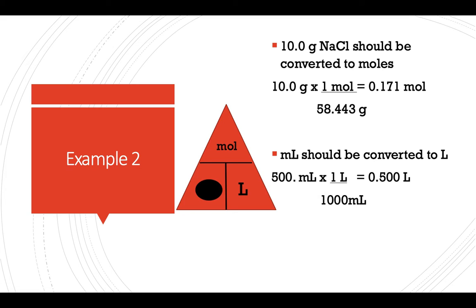Now if I think about it, we're calculating molarity here. So if I cover that up in the triangle, what's left is moles over liters. So the amount of moles that I have calculated needs to be divided by the number of liters that I've calculated. So the 0.171 moles is divided by 0.500 liters, and I end up with a molarity of 0.342 molar sodium chloride.